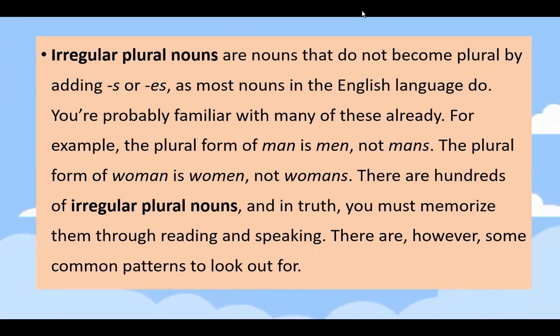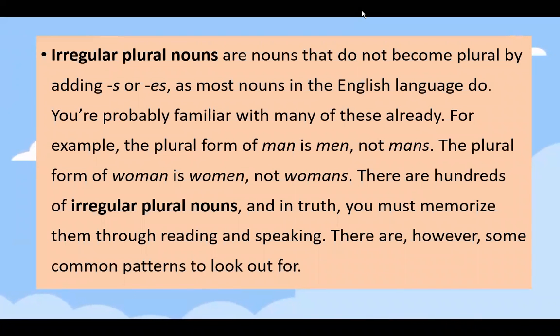You're probably familiar with many of these already. For example, the plural form of man is men and not mans. The plural form of woman is women and not womans. There are hundreds of irregular plural nouns, and in truth, you must memorize them through reading and speaking.